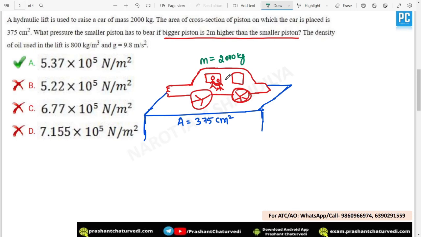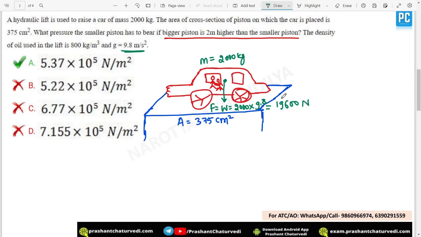When you draw the free body diagram, the net force exerted by this car is its weight, which is 2000 times g, and they told you to consider g as 9.8. So 9.8 into 2 is 19.6, and with the three zeros it will be 19600. So this much Newton it will be.